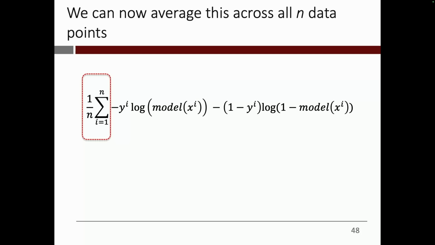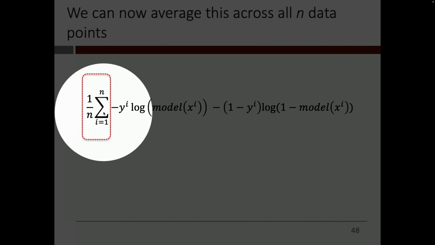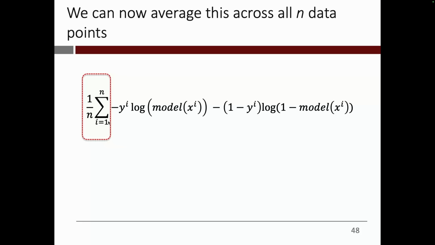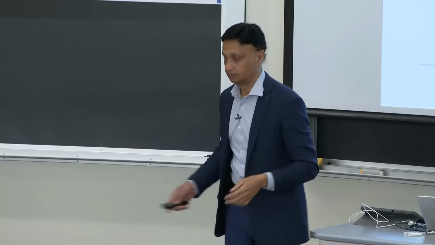Good. So now what we do is, that was true for every data point. But we obviously have lots of data points. So we just add them all up and take the average. That's it. We average across all the data points we have so that we get an average loss. Okay? Behold, this is the binary cross entropy loss function.